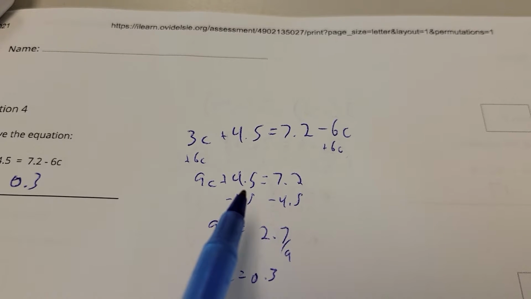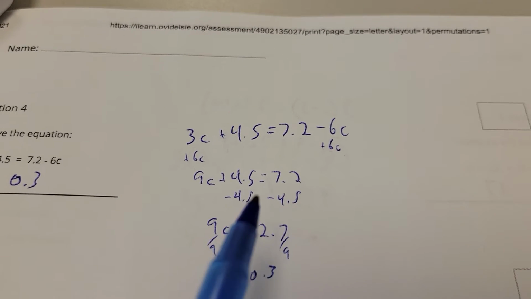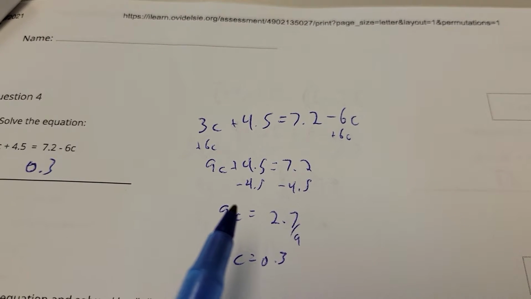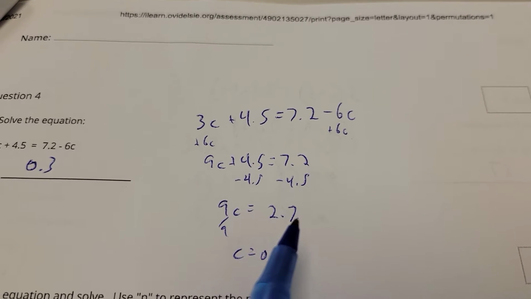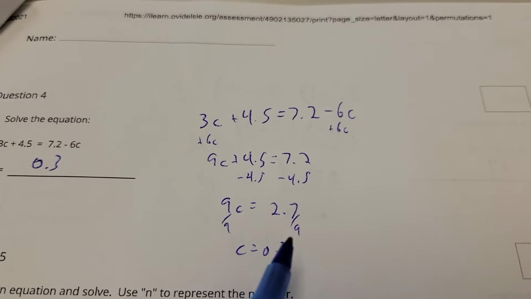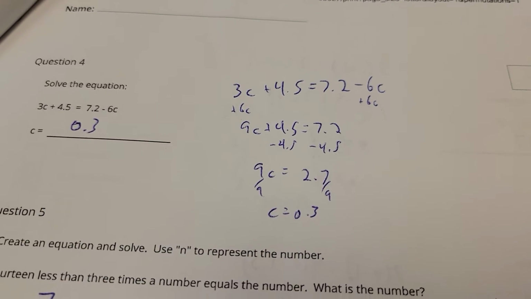And I still got my plus 4.5, and I still got my 7.2. So get rid of my plus 4.5 by minus 4.5, and now I have 9c equals 2.7. Divide by 9, you get 0.3. So c equals 0.3.